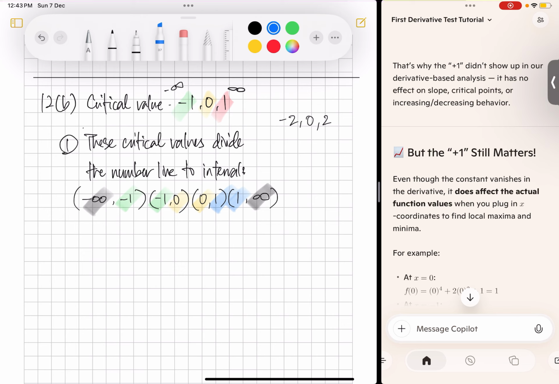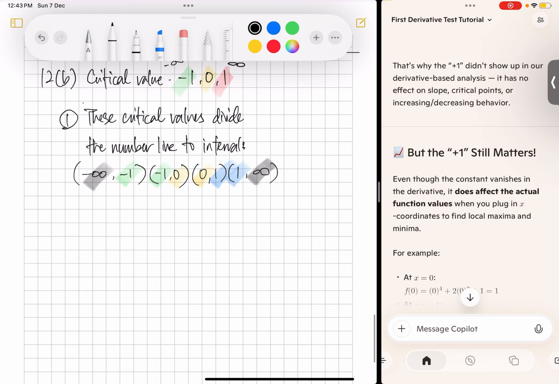So you can try this example here. You can pause the video and try this. And now I'm gonna answer it. So negative infinite, -2, pass the baton, -2 to 0, then passing the baton again, 0 to 2, then 2 to infinite. That'll be it. And then what happens after we know these intervals?